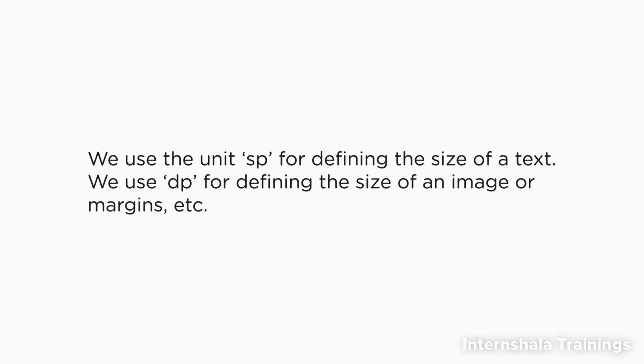Now, when we need to define the size of the text, we use SP or scalable pixels. The unit SP is similar to dp, but it resizes the text size based on the user's preference. So let's say the user goes to the settings of the device and makes the font size large. The font of the app will scale accordingly. This is what we mean by resizing the text size based on user's preference. So that was all about DP and SP.